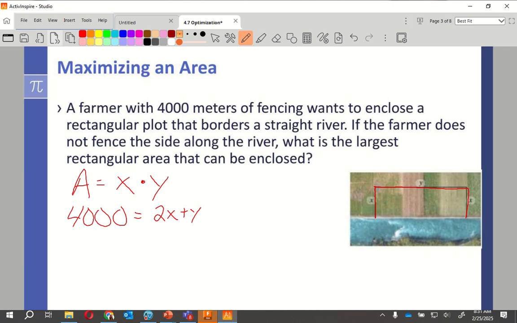So this right here is what I'm going to use to try and substitute in for my area. So if I'm doing the area, I don't want to have two different variables. I can do two different variables, but I don't want to. I want to only have one variable. And the easiest variable would be to isolate my y, right? So subtract 2x from both sides. I would have 4,000 minus 2x equals y.